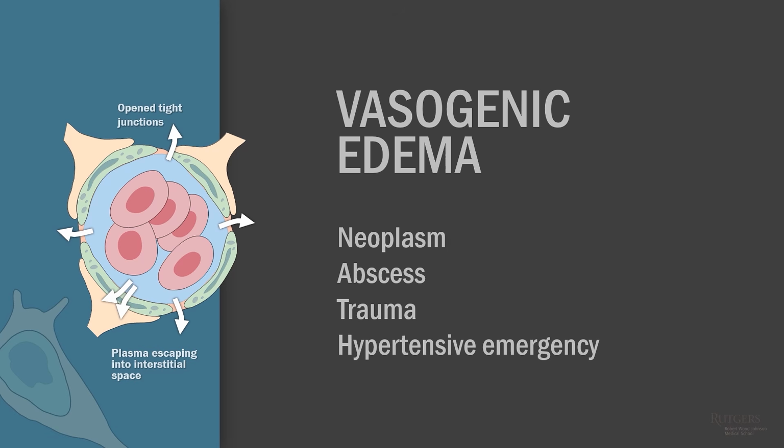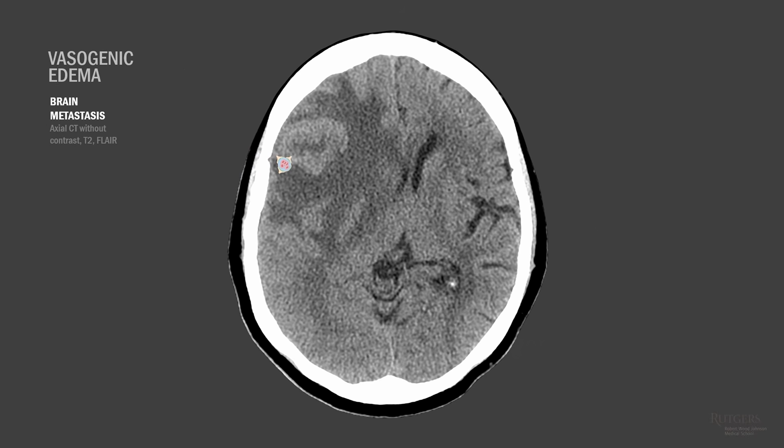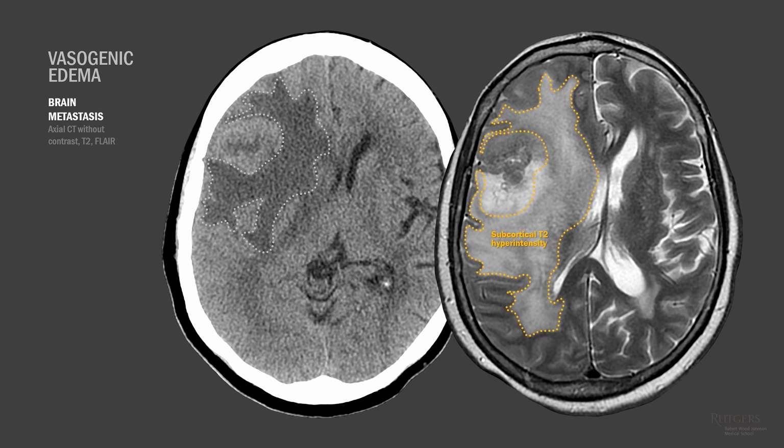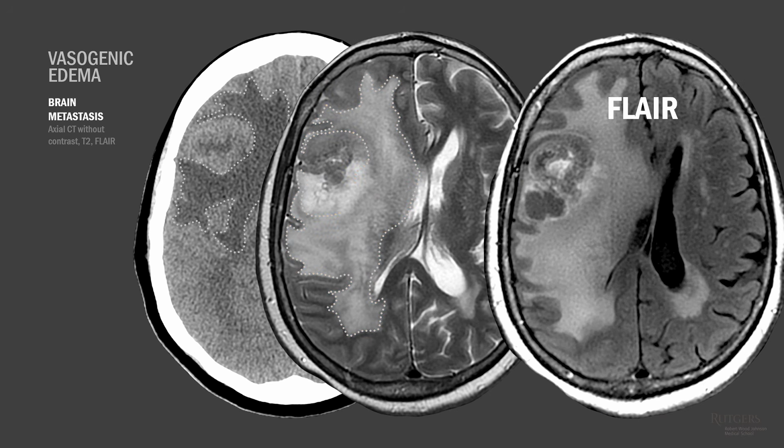endothelium. In this example, a brain metastasis caused these finger-like projections of vasogenic edema, which is much better seen on T2 weighted imaging. The edema essentially stops at the gray-white junction and does not affect the gray matter. The cortical ribbon is preserved, and you can make out the angry heterogeneous mass in the middle. And of course, you can see the full extent of the edema better on FLAIR.